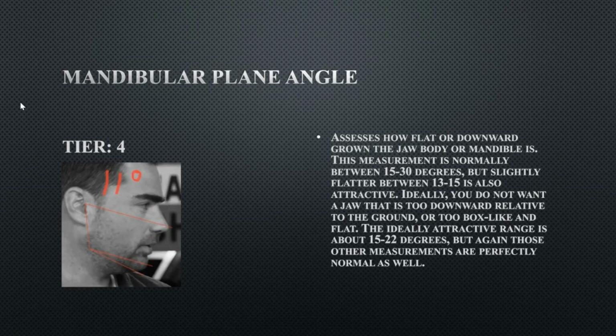And his mandibular plane angle is at 11 degrees, and 11 degrees is not ideal. This means that he does have a flat mandible, and his mandible is almost parallel to the ground. You do want a mandible that is a little bit more downswung, not too downswung, but not too flat, just a nice gentle tilt downwards, but his is too flat to the ground. It might not look like that in this way because his head is shifted down, he's looking down, but he does need a mandible that is a little bit steeper.